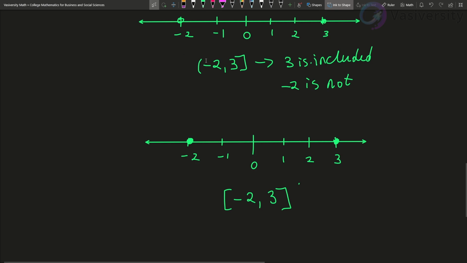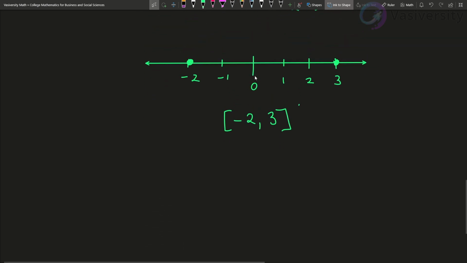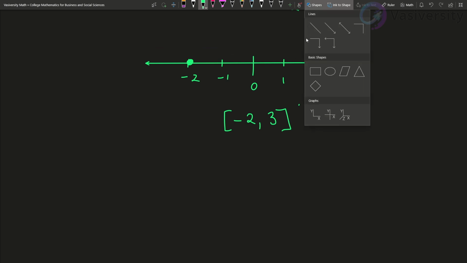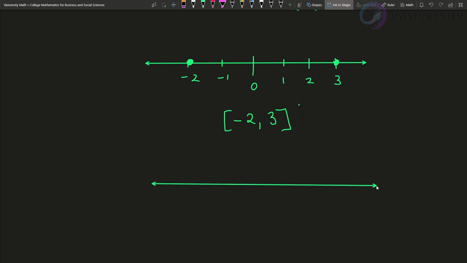And of course, if we are dealing with an infinite interval, for example, we want to say all of the positive numbers, anything that's greater than 0, how would we display that on the number line? We would do it the following way. So we would have, let's say, a 0, 1, 2, dot, dot, dot. Here we would have positive infinity.